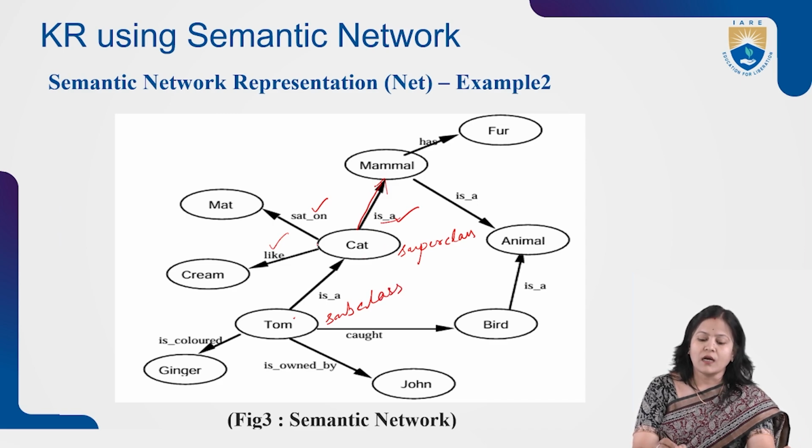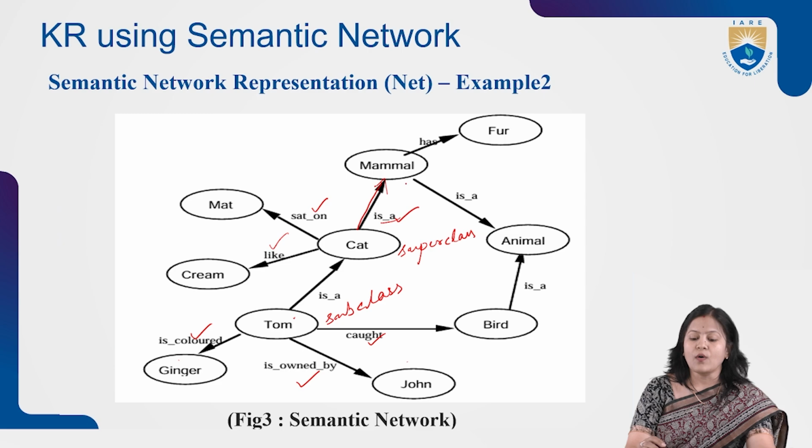Now we can see cat sat on mat, cat likes cream. Now Tom caught bird, and Tom is owned by John. So is owned by is the property here, caught is the property. Tom is ginger in color. So is colored is the property here. Ginger is the node. We can say Tom is colored, Tom is ginger in color. Now mammals have food. Here you can write has.